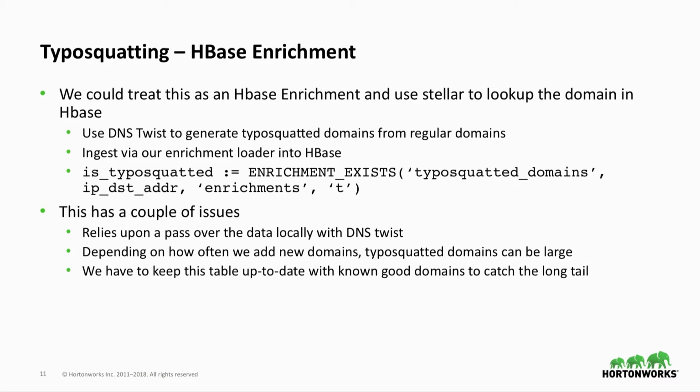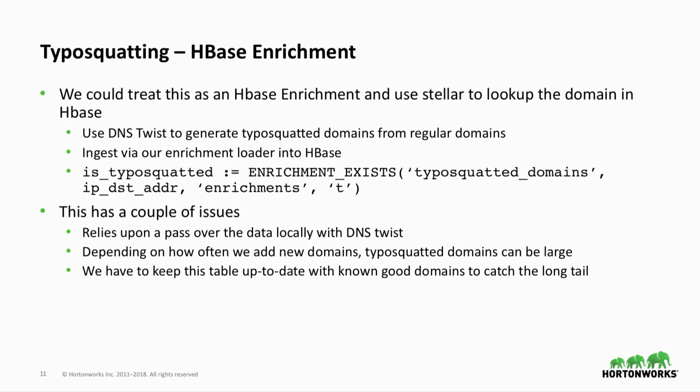So there are a couple of issues. One is it relies upon a pass over the data locally with DNS Twist, right, which is not terrible, but it is still a thing. And the other thing is, depending on how often we add new domains, this table could get quite large. But HBase is a scalable data store around key value semantics, and we are using key value semantics here. But the real problem is we have to keep the table up to date with known good domains to catch the long tail and the more targeted solution for your organization.